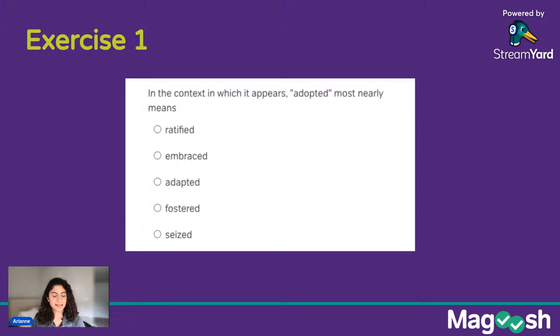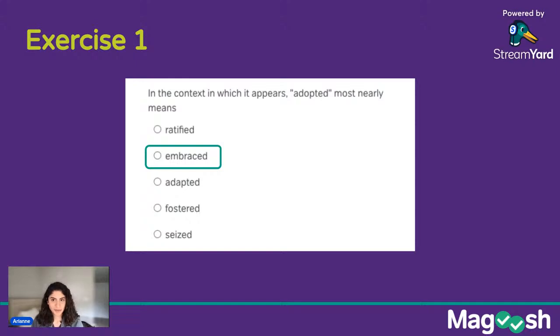And seized, the connotation in this one is more violent, is somebody that takes something aggressively or by force. So that one really doesn't fit. So we're left with embraced and fostered. And embraced is our correct answer here.